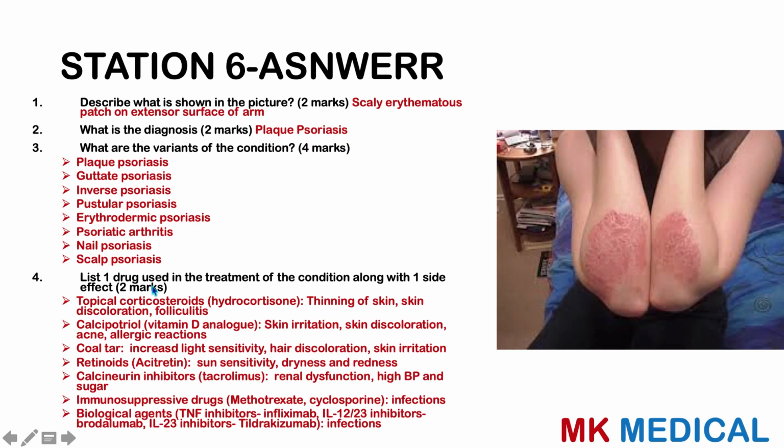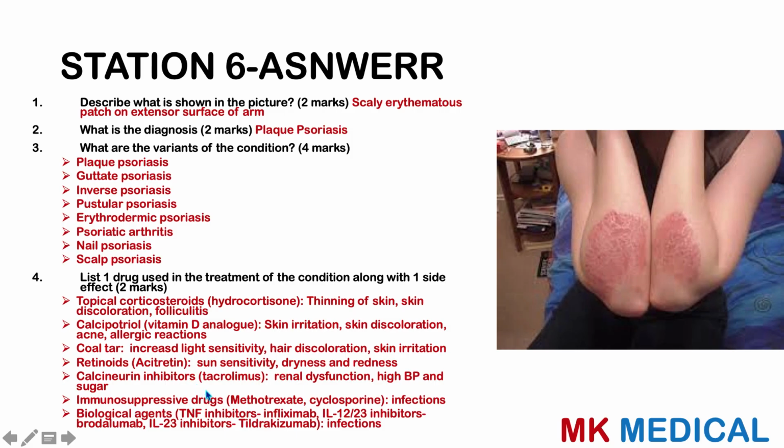The drugs that you could use: topical corticosteroids like hydrocortisone cream, which can cause thinning of the skin, skin discoloration and folliculitis. You can use the vitamin D analogs that can cause skin irritation, skin discoloration, acne, or even allergic reactions. Coal tar can be used, which increases your light sensitivity, hair discolorations, and even skin irritation. Retinoids can also be used that cause sun sensitivity, dryness, and redness. Calcineurin inhibitors like tacrolimus can be used, which cause renal dysfunction, high BPs, and high sugars.